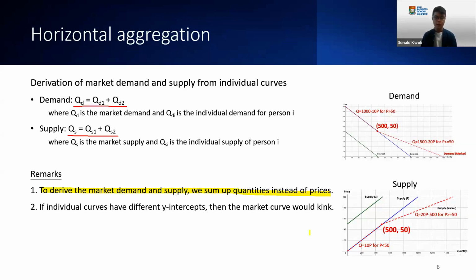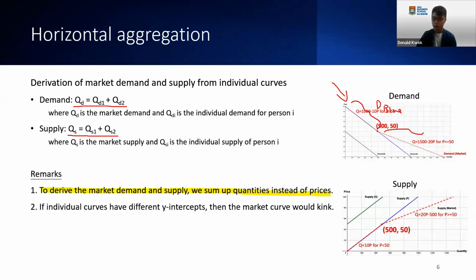The second remark: if individual curves have different y-intercepts, then the market curve would kink. In fact, why does the market curve kink? It is because there's a change in slope in different price ranges. Using the demand curves here as an illustration, when the price is high, only the blue buyers will be able to buy. This is why we only incorporate the demand of the blue buyer when the price is above 50.